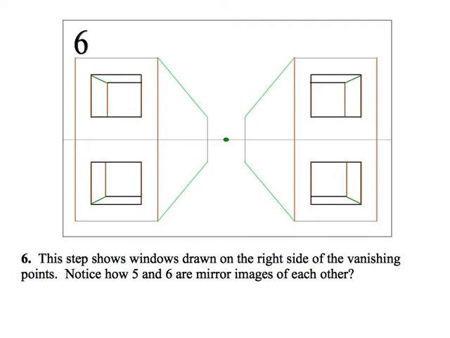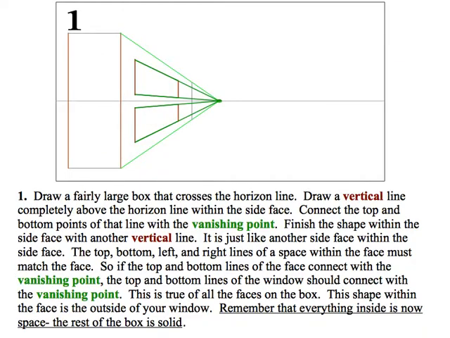Next, we will draw windows on the side face. You're going to draw a fairly large box that crosses the horizon line. Draw a vertical line completely above the horizon line within the side face. Connect the top and bottom points of that line with the vanishing point. Finish the shape within the side face with another vertical line. It's just like another side face within the side face.